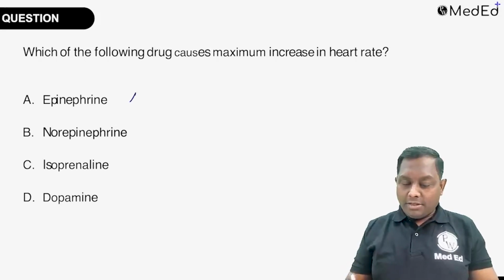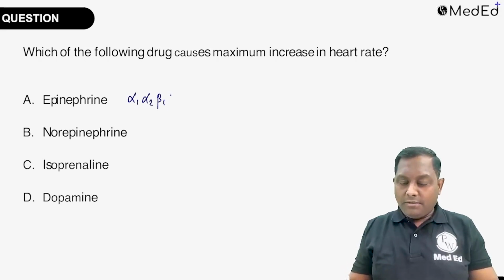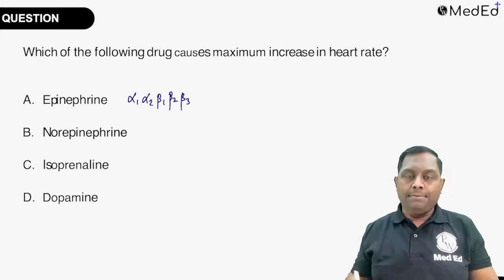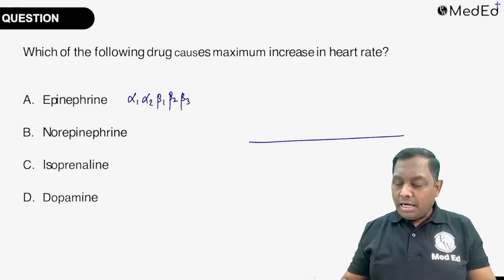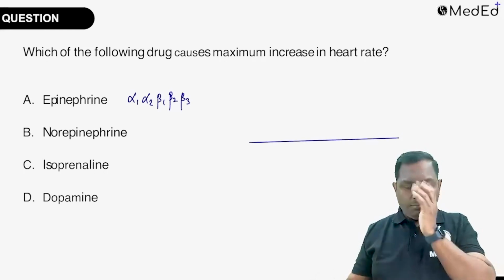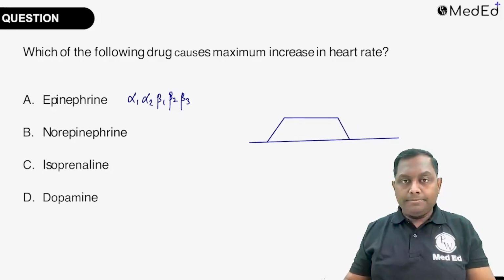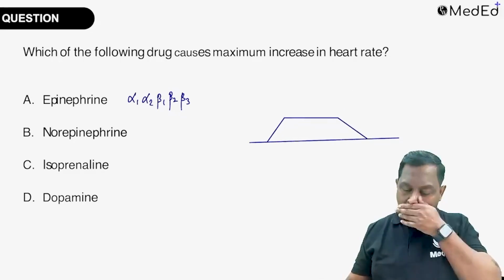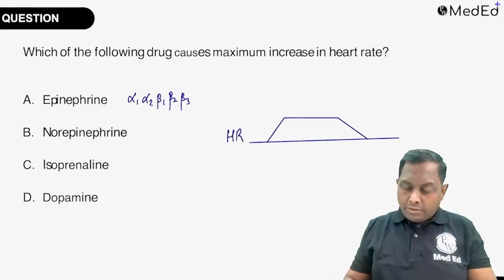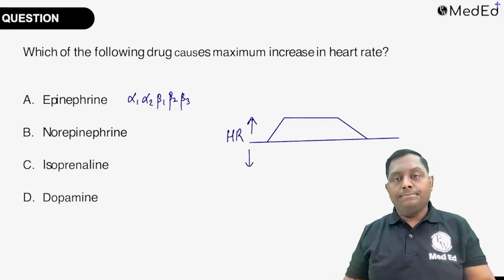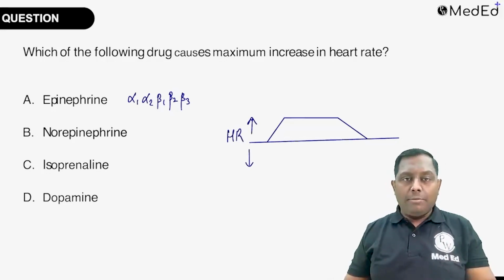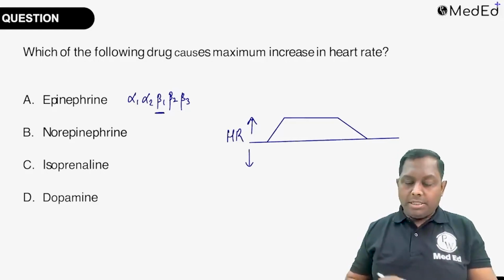Epinephrine's action is seen on alpha 1, alpha 2, beta 1, beta 2, beta 3. So if this is the heart rate graph, because of the beta 1 activity, epinephrine will increase the heart rate. इसमें कोई doubt नहीं है. ठीक है. Heart rate graph. So this is going on the upper side, this is going on the lower side. Alpha 1, alpha 2, beta 1, beta 2, beta 3. So beta 1 activity will cause increase in the heart rate.